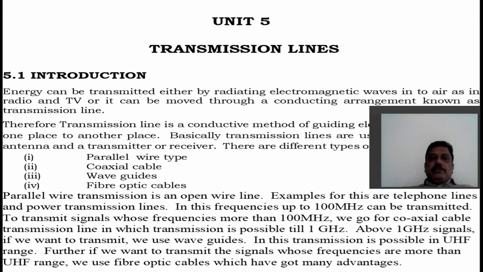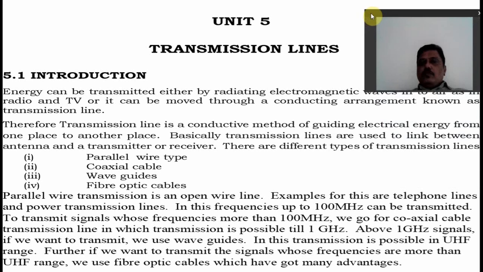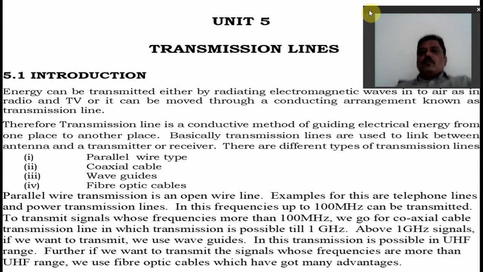We know that energy can be transmitted either by radiating electromagnetic waves into air, as in radio and TV, or it can be moved through a conducting arrangement known as a transmission line. Therefore, a transmission line is a conductive method of guiding electrical energy from one place to another place. Basically, transmission lines are used to link between an antenna and the transmitter or receiver.